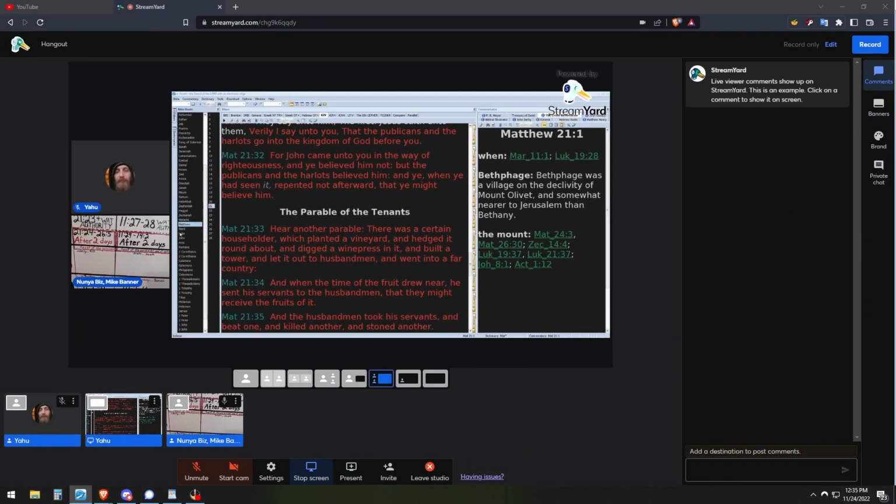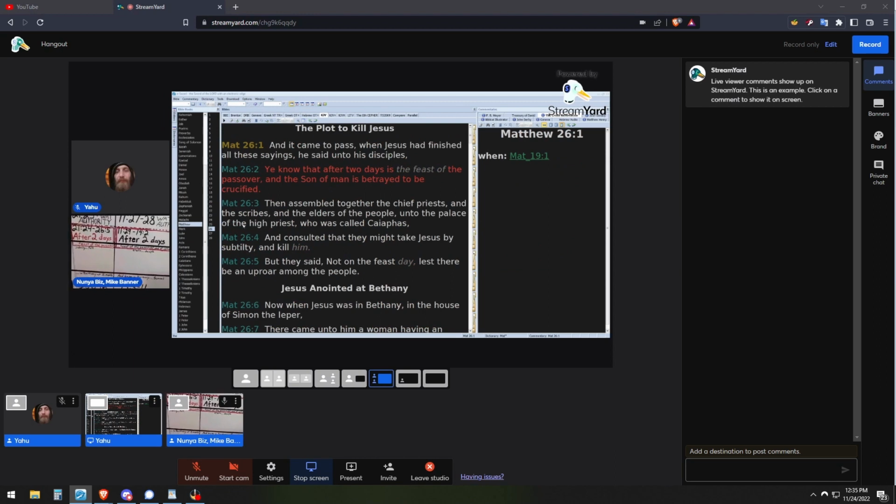"And it came to pass, when Jesus had finished all these sayings, he said unto his disciples, Ye know that after 2 days is the feast of the Passover, and the Son of Man is betrayed to be crucified." So chapter 25 is Jesus speaking, and then they make a chapter break. Chapter 26 starts out, "And it came to pass, when he had finished all these things, he said," why didn't they put that at the end of chapter 25? It's just ridiculous. Excuse me.